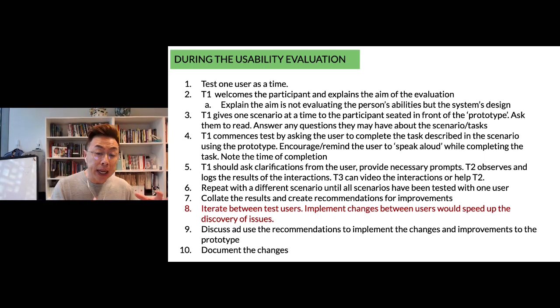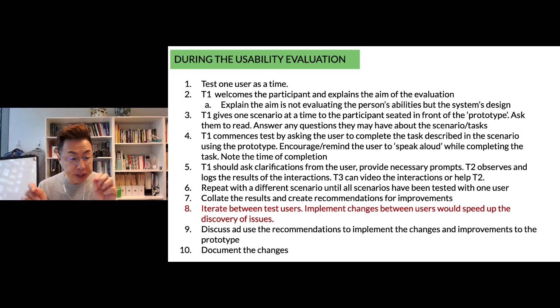After one user, you collate the results and you think about what went wrong, which usability heuristics there was a problem with, and also work out how critical the issue is. Now in red, what is really helpful for me is actually to iterate between users.